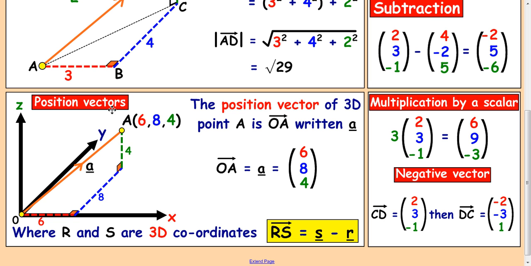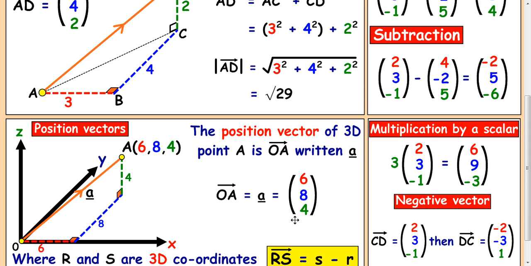And the idea behind a position vector, to get from R to S, you do S take away R. This works in 3D coordinates as well. So all of the things that we've done in 2D work in 3D. The scalar, the section formula works in 3D, collinearity works in 3D, except you're using 3 numbers instead of 2. I would go and practice it and get used to using the 3 numbers if you haven't already.